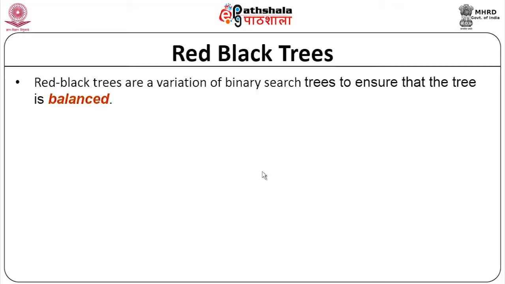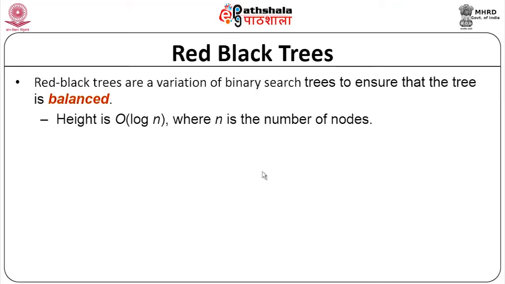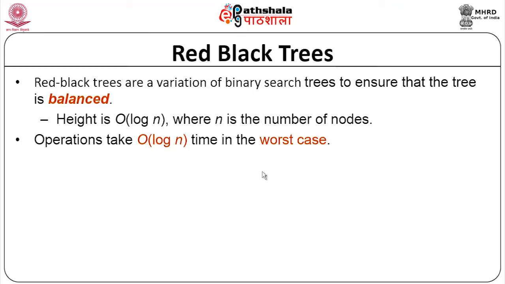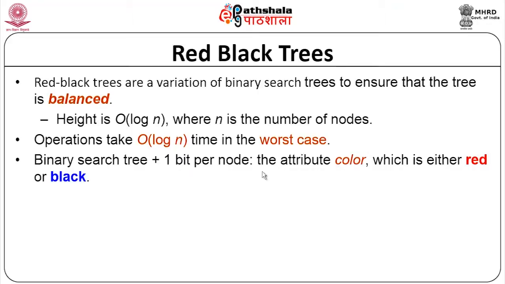So, what is the difference? We will come to that. Okay. So, height is of the order of log n, where n is the number of nodes, similar again to AVL trees, where we wanted the height to be of the order of log n. So, if the height is log n, the operations will take of the order of log n time in the worst case.